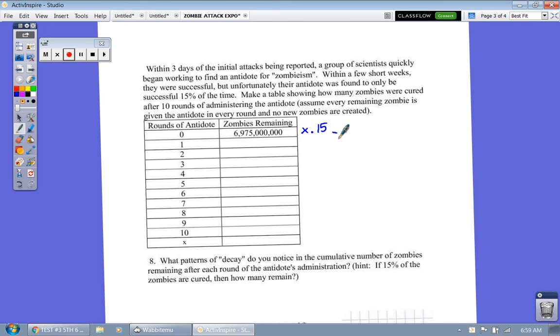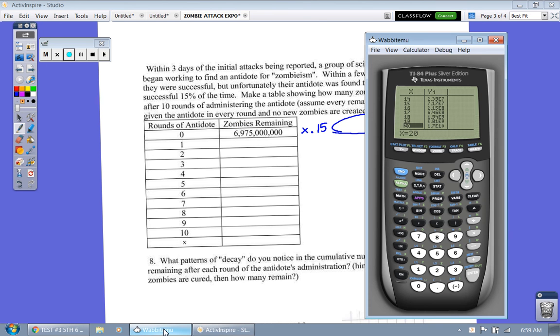And whatever answer we get right here, you need to take that answer and subtract it from the information from the table, because it's not asking how many people did we cure. This would be the cured number of people. It's not asking for this number, it's asking how many zombies remain. So we have to subtract that.